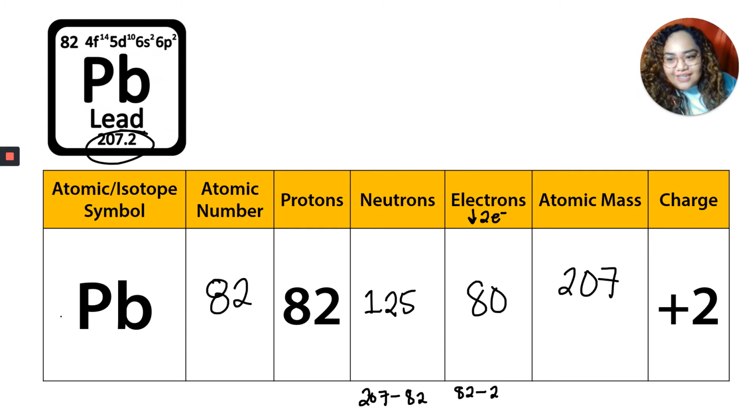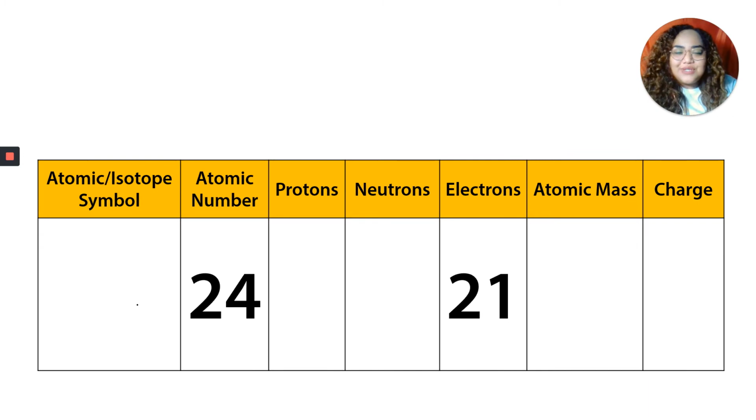Now, lead, the atomic number of this would be 82. The atomic mass would be 207. And the charge would be positive 2, or 2 plus. So that's how you're going to write the isotope symbol for a lead that has a charge of positive 2. Okay, let's go to the next one.